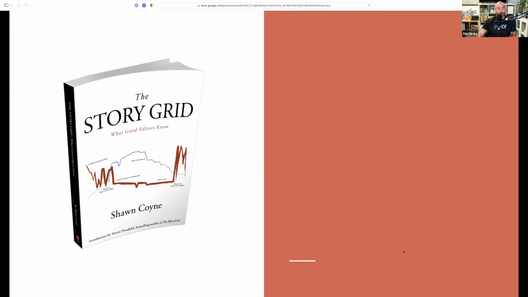Back in 2015 is when Shawn first wrote and published the book, The Story Grid: What Good Editors Know. For me, and I'm sure for many of you, this really fundamentally changed your understanding of how story works. For me, it peeled back this layer of cloudiness and fog and started showing me that there were actual fundamental specifications and workings and understandings of how stories actually work.